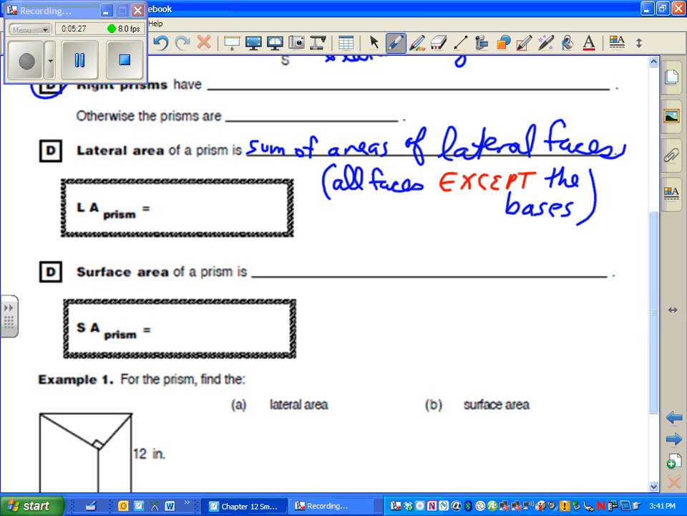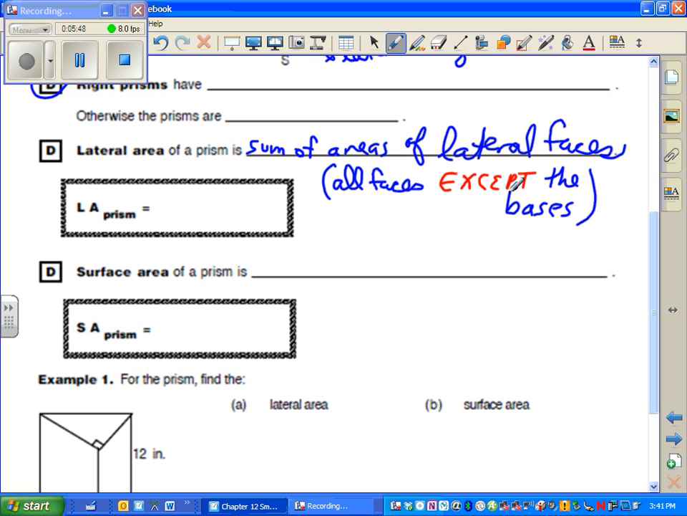So if you remember when we talked about surface area before, I said if I gave you a whole bunch of wrapping paper, how much wrapping paper do you need exactly to cover the entire thing up? Lateral area is a little bit different. It's if I gave you a whole bunch of wrapping paper, how much wrapping paper will you need to cover the outside faces and everything except the actual top or the bottom or the base of it?